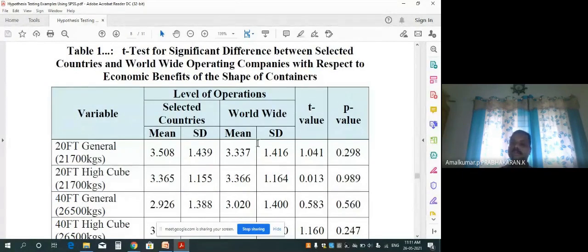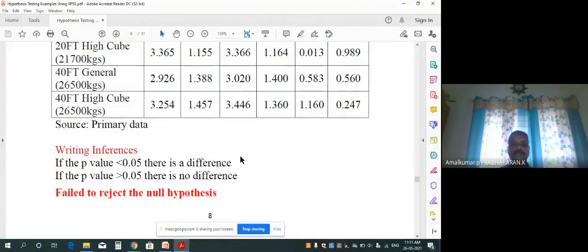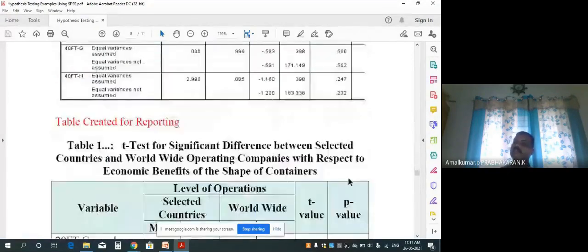If the p value is greater than 0.05 in all these situations, that means there is no significant difference in the level of operation whether a company is operating in a selected country or worldwide. That is why the researcher finally takes a decision to accept or reject the hypothesis. Here the researcher fails to reject the null hypothesis. That means the researcher accepts the null. We can check on that.